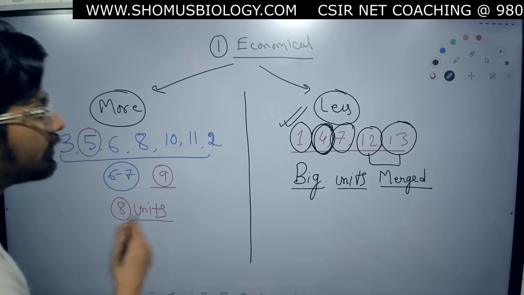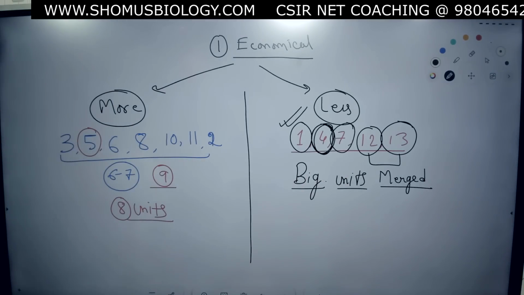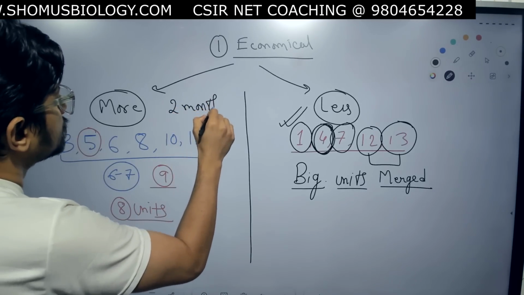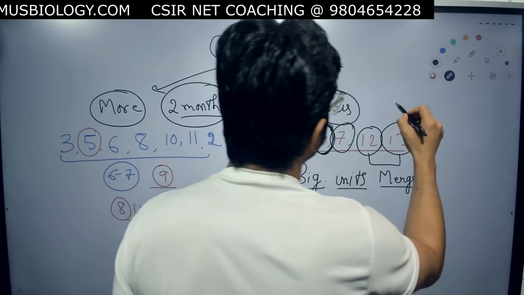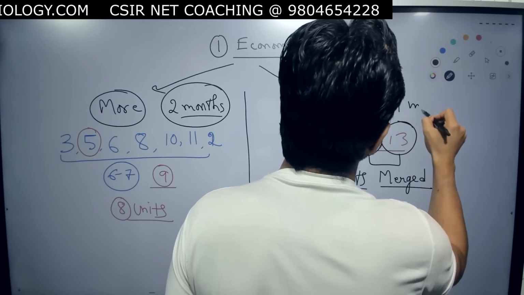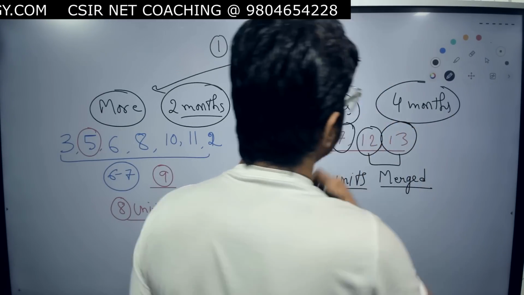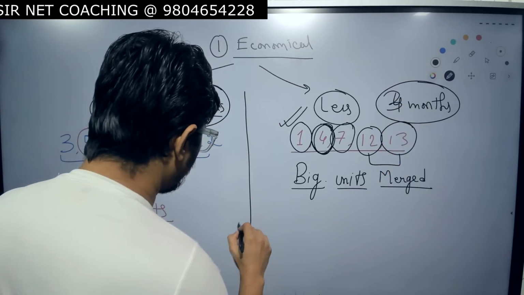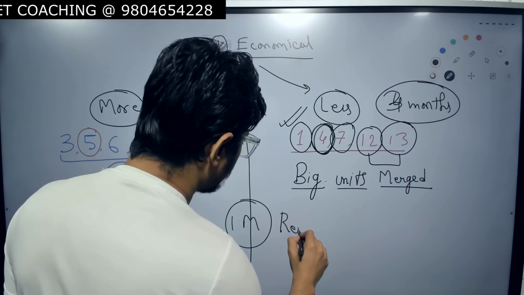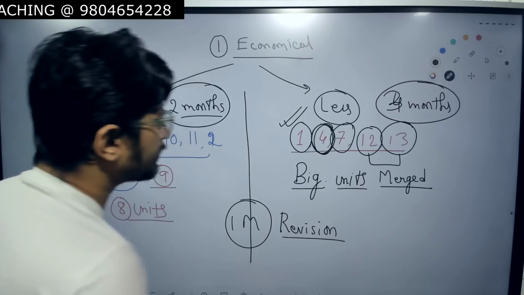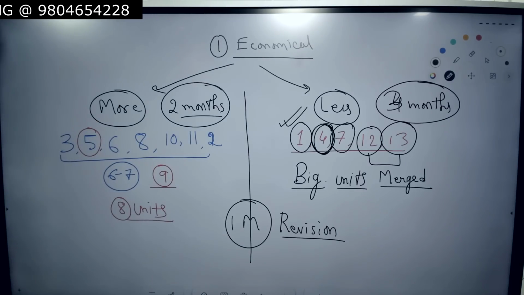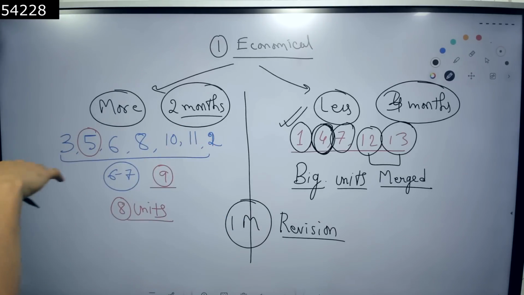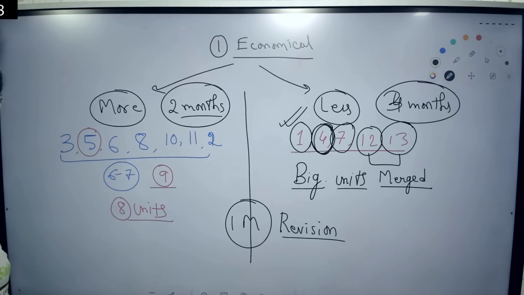So if you divide your 6-month preparation time frame, you can prepare the more economical units in 2 months and lesser economical units in 4 months. Or in the 6-month time frame, like this, 2 months plus 3 months and 1 month kept for revision. This is one thing that you can do. Okay. Now this is not about the number of questions that they ask, right? So economical and less economical is explained.